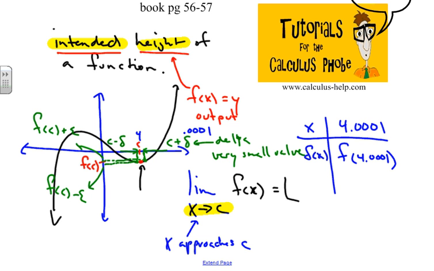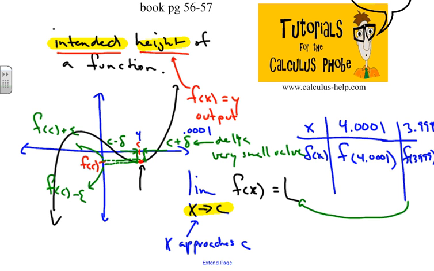of 4. And we plug in another value, which would be just less than that, so it would be 3.9999, and what we have is f of 3.9999, and we have our values. That value, if they happen to approach the same way, that's our L. That's our intended height. Okay?